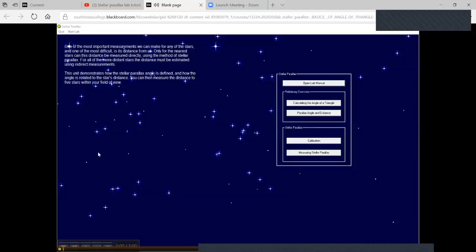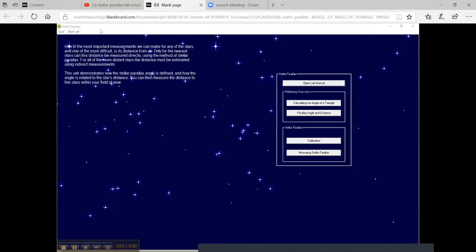So this tutorial video is for the stellar parallax lab. I'm gonna help you with the preliminary exercise first, and this tutorial will cover the first couple of parts: calculating the angle of a triangle, and parallax angle and distance. I'll create another video to help you with the calibration and measuring the stellar parallax. So let me start with calculating the angle of a triangle.